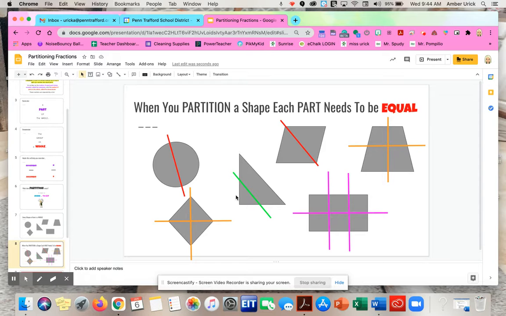So if Mr. Spooty and Mr. Pompilio, let's pretend this is a triangle piece of chocolate. Are they splitting this piece of chocolate equally? This is Mr. Spooty's piece, and this is Mr. Pompilio's piece. Do you think that's fair? I don't think that's very fair. So that would not be equal. Talk with your class about how I could have split this triangle better to make two equal pieces or two fair shares of chocolate.